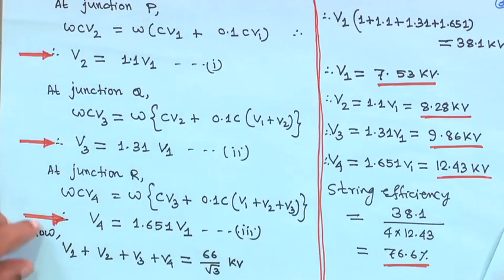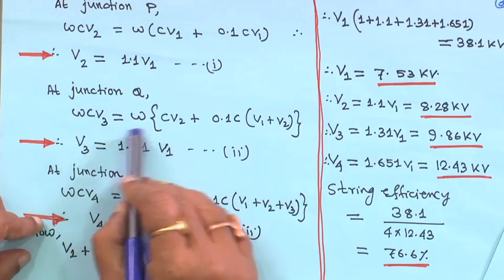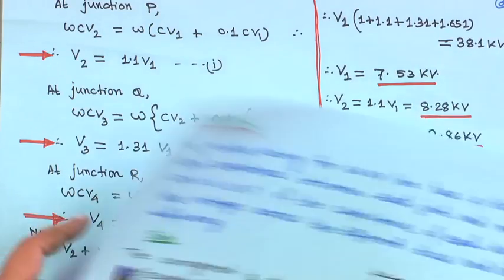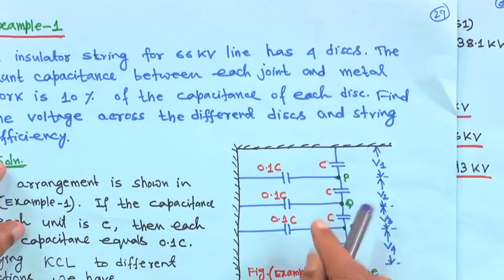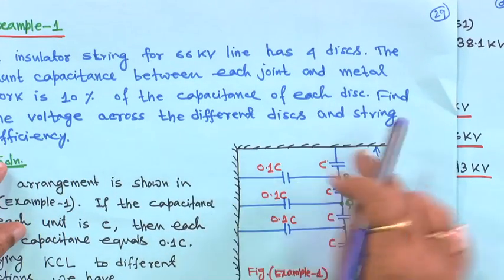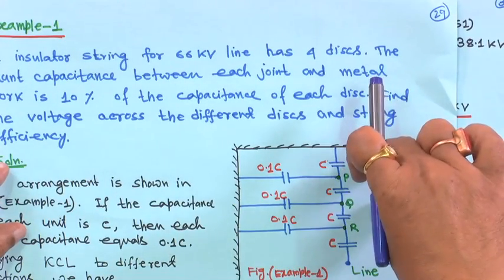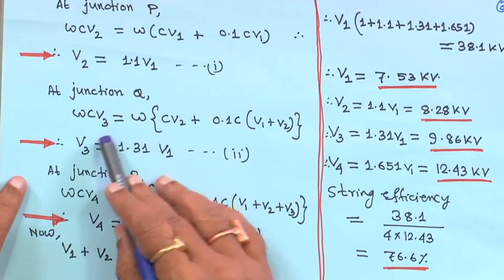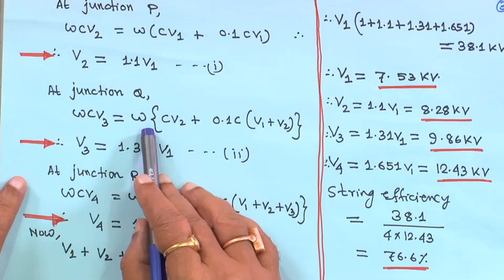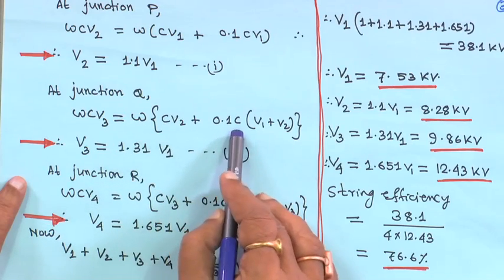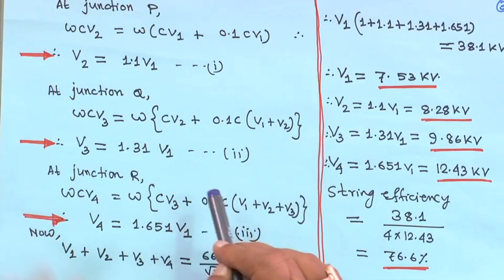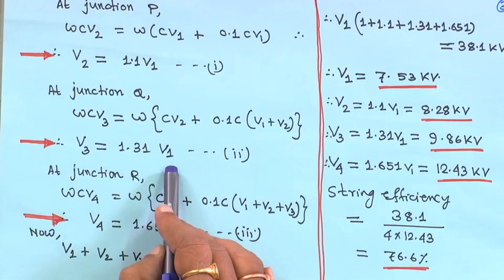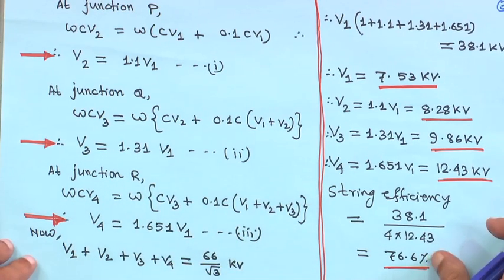Then you can write at junction Q, omega C V3 will be omega C V2 plus 0.1 C times V1 plus V2, because as soon as you apply at Q, the voltage across this will be V1 plus V2. That is why we are writing omega C V3 is equal to omega C V2 plus 0.1 C in bracket V1 plus V2. Simplifying, V3 will be 1.31 V1, right. This will be your equation 2.